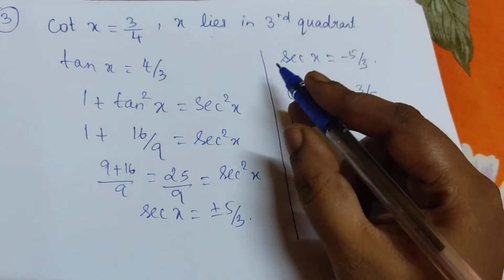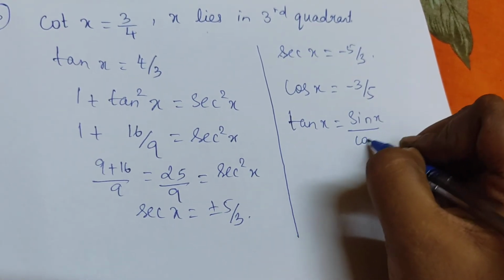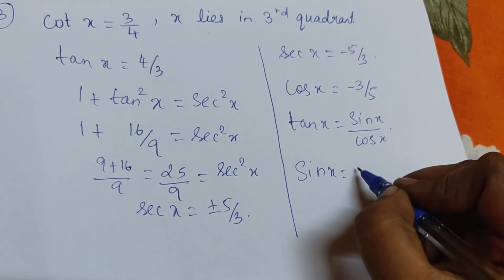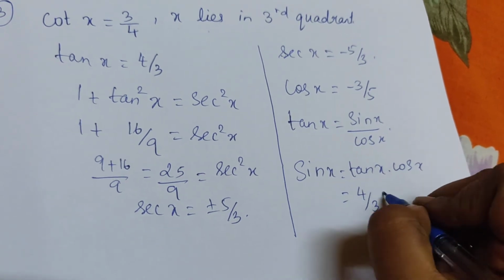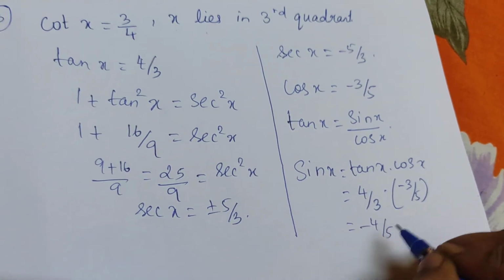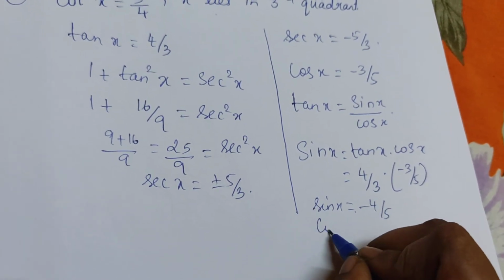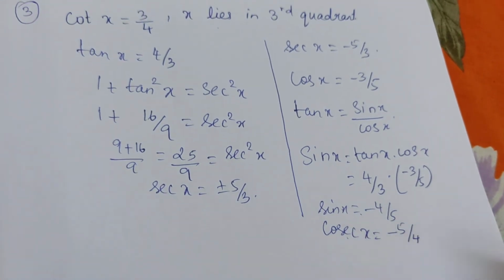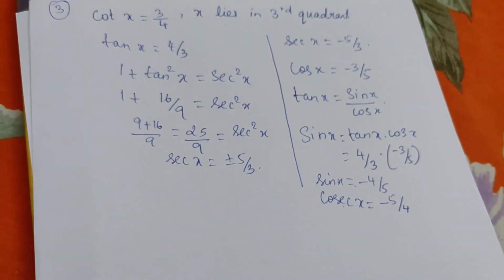Okay, we got tan, right? Tan is equal to sin x by cos x. So the product of those two will give us sin x: tan x into cos x will give us sin x. So tan x is 4 by 3, cos x is minus 3 by 5. So we will get minus 4 by 5 for sin x. Sin x's inverse is cosecant x, minus 5 by 4. Sin x, cosecant x, cos x, secant x, tan x and cot x. Okay, all the required ratios we got.